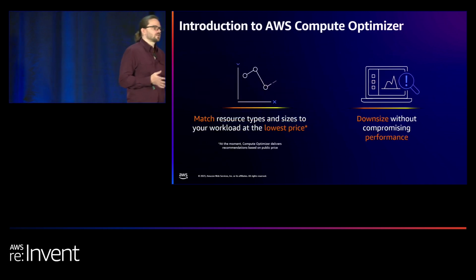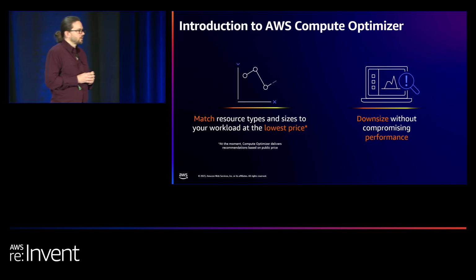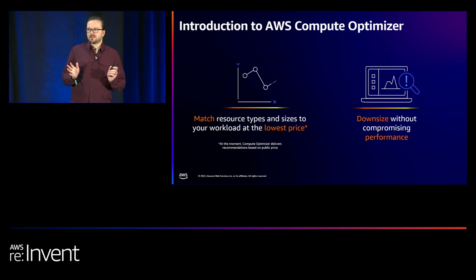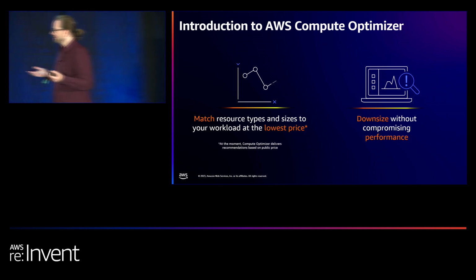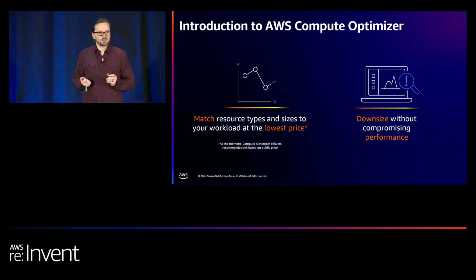Okay, so we're going to switch gears again. We're going to talk about Compute Optimizer. So show of hands, who of you here has used Compute Optimizer, the AWS right-sizing tool? Okay, awesome. That's 30%. We have some cool updates for you.